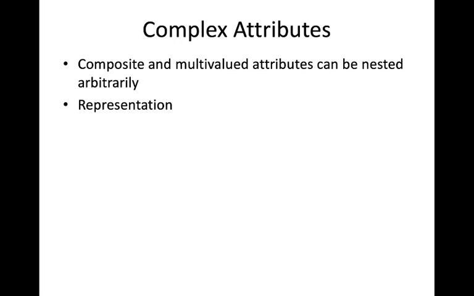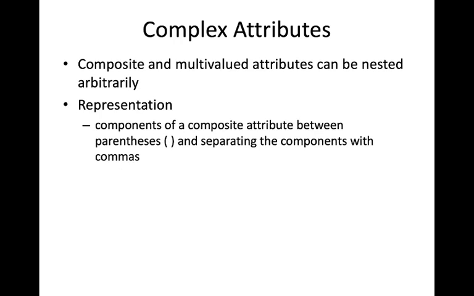Before that, we will see how to represent a composite or complex attribute. Components of a composite attribute are given between parentheses and separated using commas. We have already seen what a composite attribute is. For example, address is a composite attribute because it contains many simple attributes: apartment number, city, pin code. All these are the components of a composite attribute, so they are enclosed in parentheses and separated by commas.